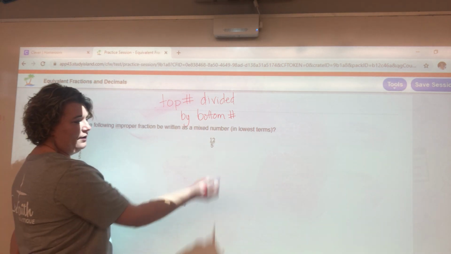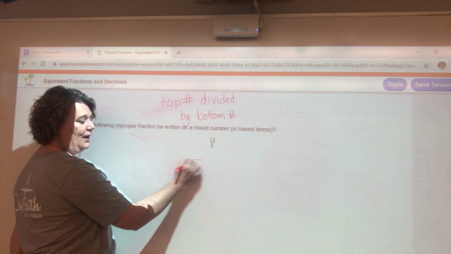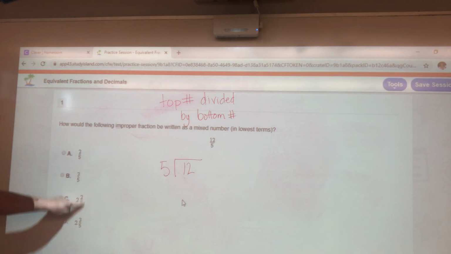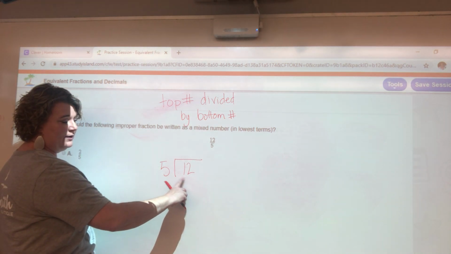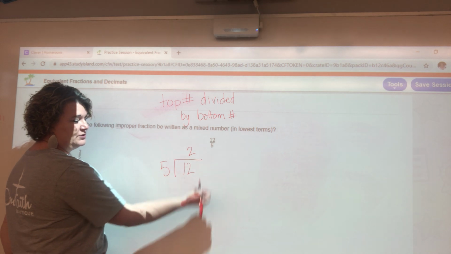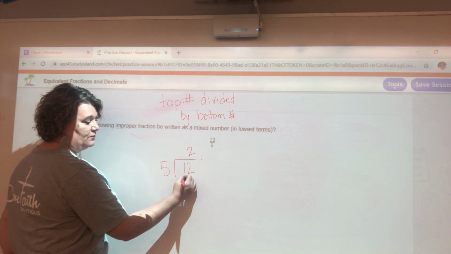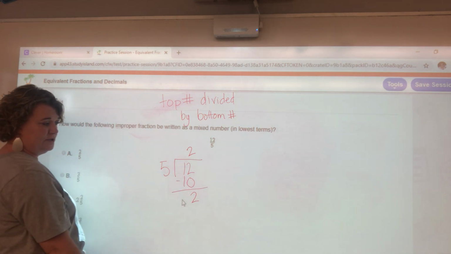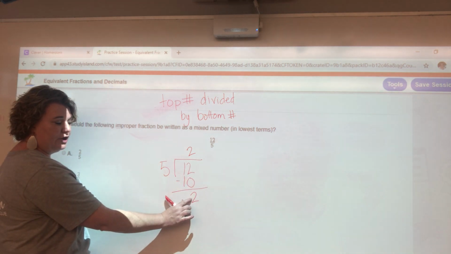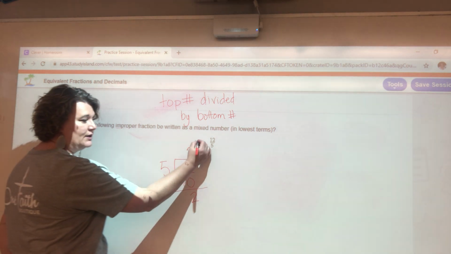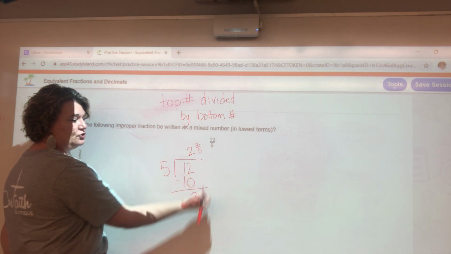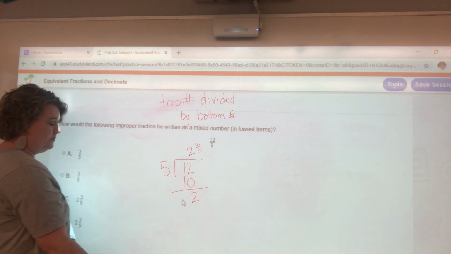So I'm going to take this 12, which is the top number, and I'm going to divide by 5, which is the bottom number. And look, over here, I'm going to write my remainders like fractions, okay? So 5 cannot go into 1, but 5 can go into 12 2 times. 5 times 2 is 10. When you subtract, you get a remainder of 2. There's no other number to bring down, so you're going to write your remainder like a fraction. That 2 is going to go on top as your numerator, and this 5 is going to go on bottom as your denominator. There's your answer, 2 2/5.